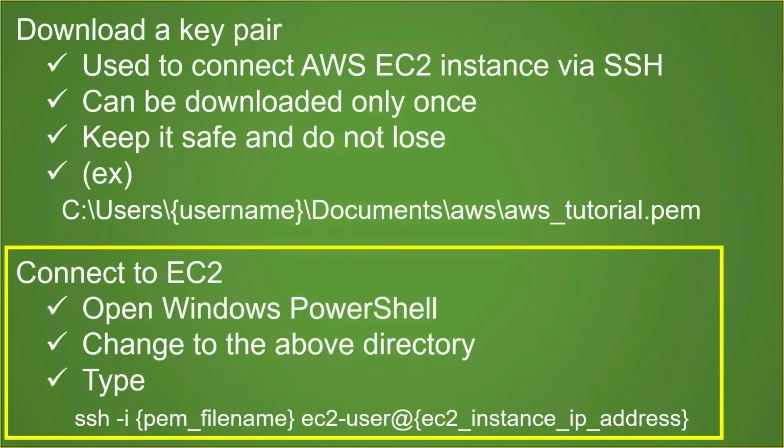In order to connect to the EC2 instance, you open a Windows PowerShell and change it to the directory where the key pair is stored. And then type ssh -i pem filename ec2-user at EC2 instance IP address. EC2 user is the default username automatically generated by AWS.